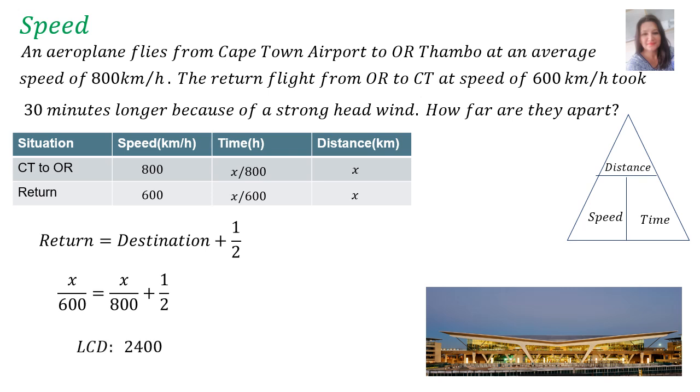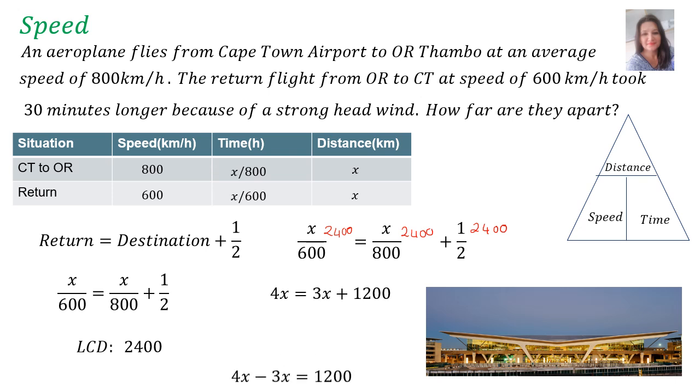Then we find an LCD of 2400. And what do we do with the LCD? We multiply every term by 2400. And then some of them can cancel out, and we're left with 4x equals 3x plus 1200. And then 4x minus 3x is 1200, and x is 1200 kilometers.